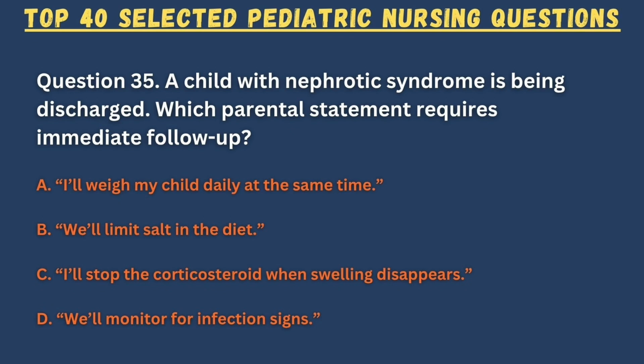Question 35. A child with nephrotic syndrome is being discharged. Which parental statement requires immediate follow-up? A. I'll weigh my child daily at the same time. B. I will limit salt in the diet. C. I'll stop the corticosteroid when swelling disappears. D. I will monitor for infection signs.